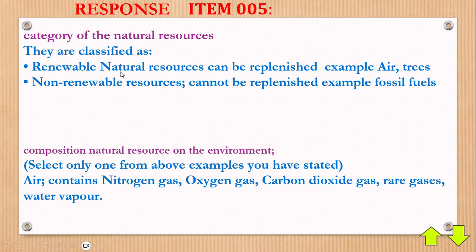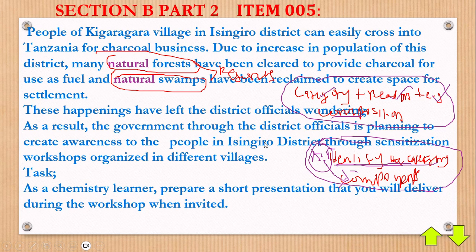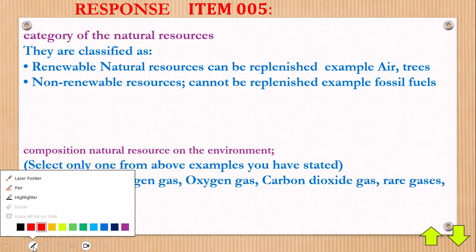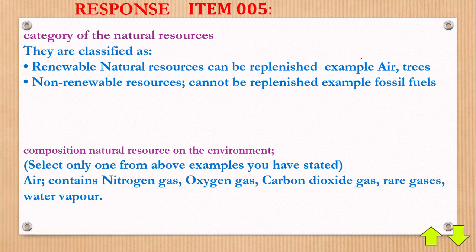Then next, you must choose between these two. I am going to deal with renewable natural resources in my write-up. Of course, if you look at the question, they're just talking about natural forests, natural swamps. Forests contain trees. So if forests contain trees, it means that in your write-up, you're going to deal with simply these ones here, which are in the renewable resources. In your write-up, you don't write about the two. So you choose between air and trees.